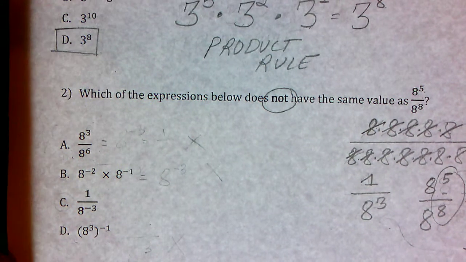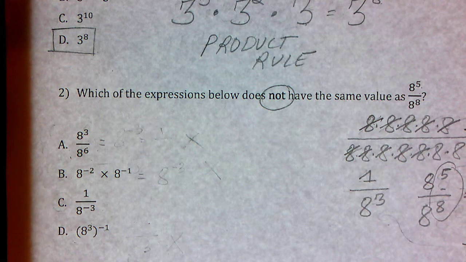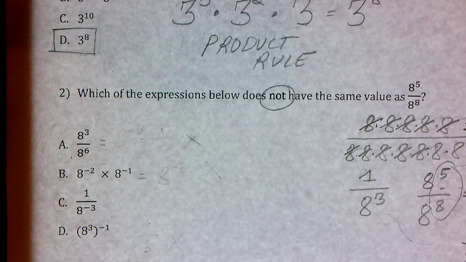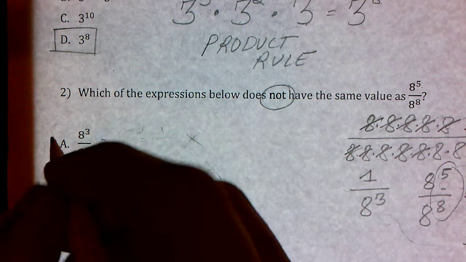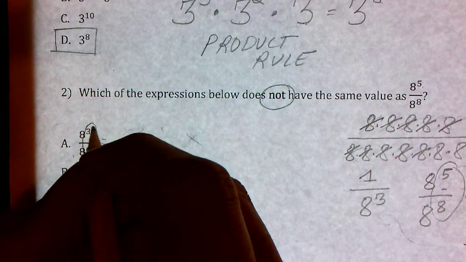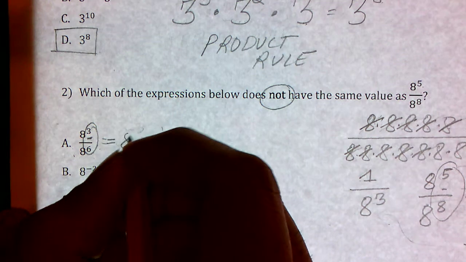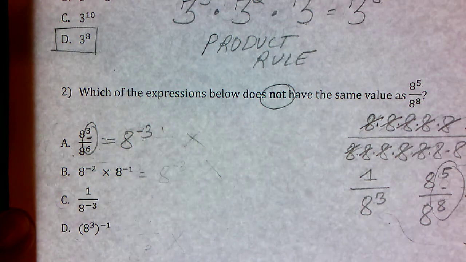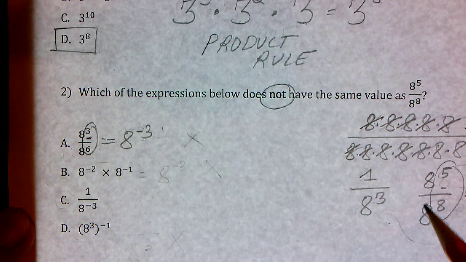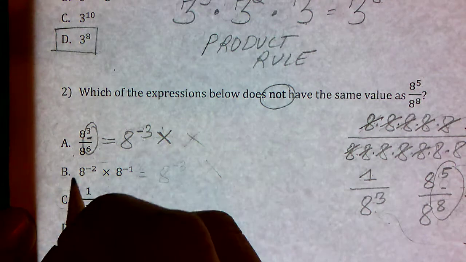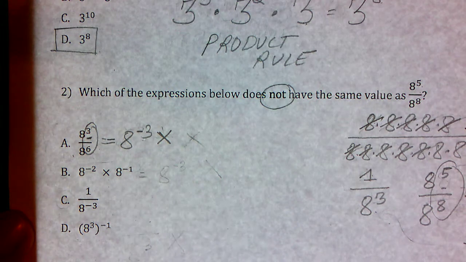Now let's take a look at our choices. Which of the expressions does not have the same value as 8 to the 5th divided by 8 to the 8th? In A, we can use the quotient rule to simplify. By subtracting 3 and 6, we'll get 8 to the negative 3rd power. This is the same thing as 1 over 8 cubed. A will not work. In B, we can actually use the product rule.